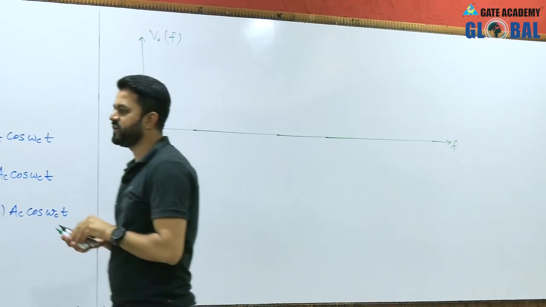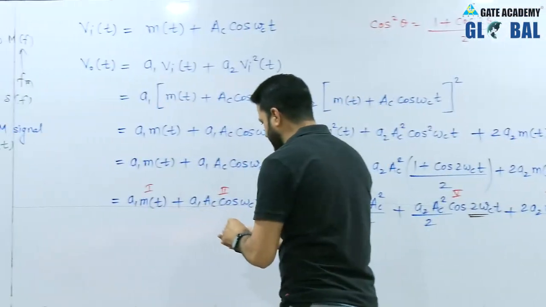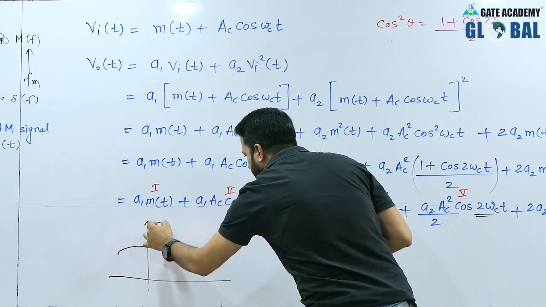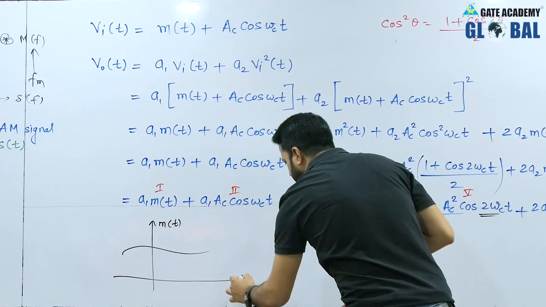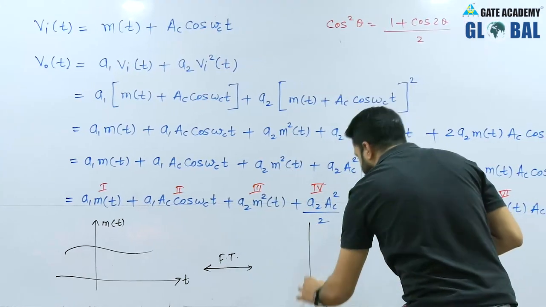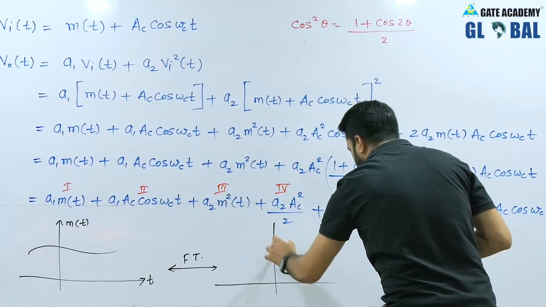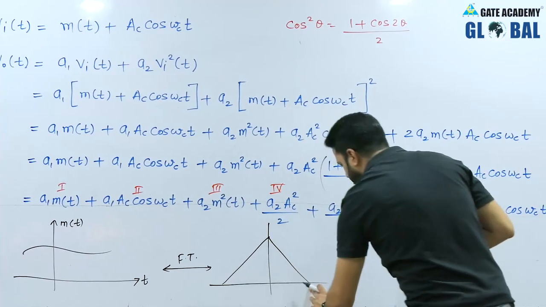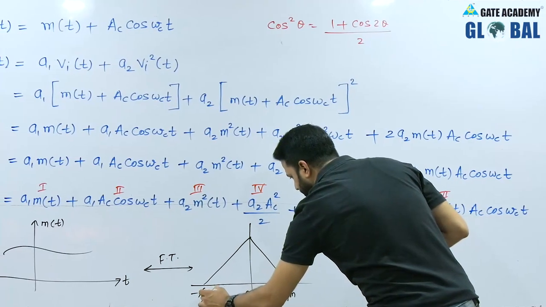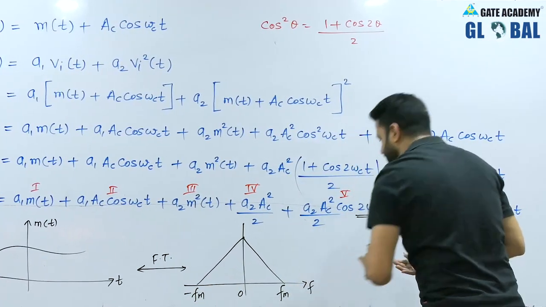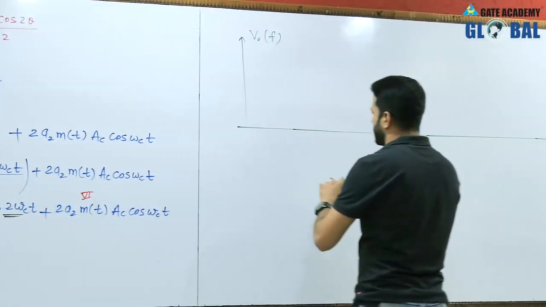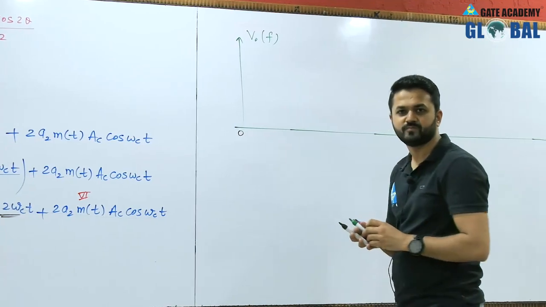So Fourier transform of mt: suppose we have a message signal like this, any random message signal, and we are assuming the Fourier transform of this message signal as a triangular waveform which is extended up to fm. Okay, and I am drawing only the positive part of this spectrum, starting from 0.